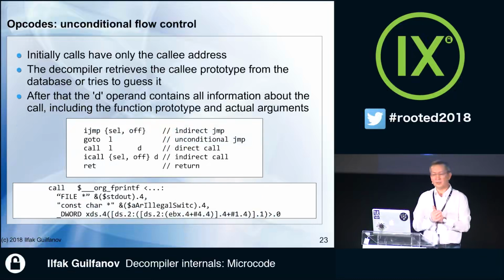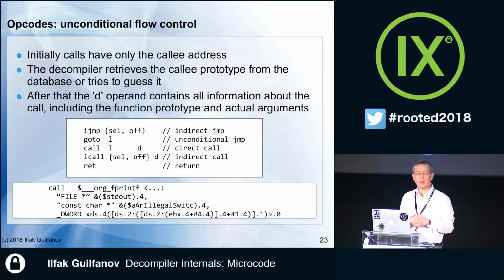Naturally, we also have flow control instructions. We have indirect jumps, and we have simple go-tos, which means go from one basic block to another basic block. The calls: we have two different calls, direct and indirect calls, and finally the return instruction.